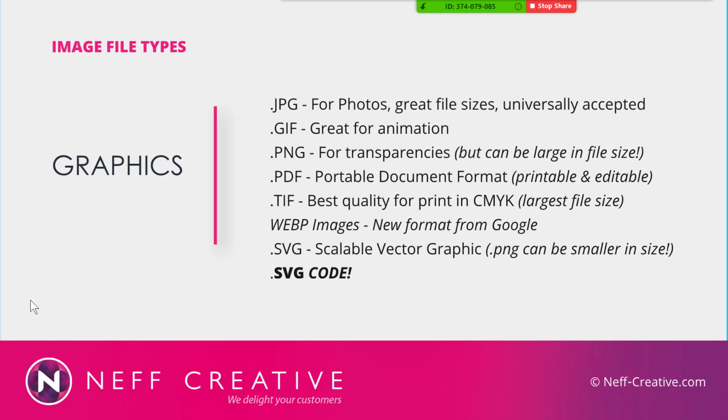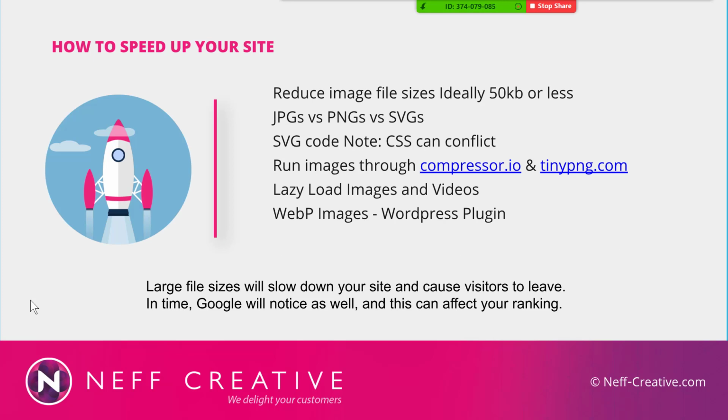And one of my favorite things to talk about is scalable vector graphics. Scalable vector graphics are vector graphics, so hopefully you know the difference between a pixel and a vector. When you're exporting from Illustrator, you can actually get the code, and it's kind of cool. So an SVG file is actually XML code. All right, so this gets into how to speed up your site.